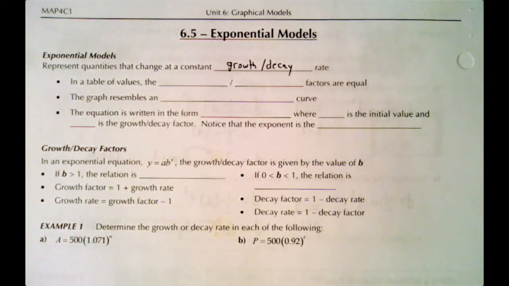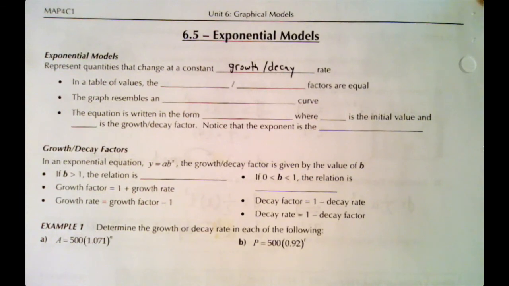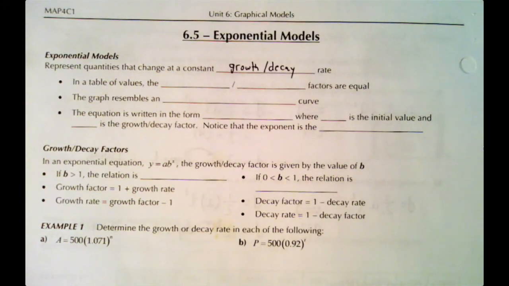So while linear models had constant rates of change, that was like a constant addition. We were constantly adding. When you're looking at an exponential model, this is where it's constant multiplication. So we're constantly multiplying by something. So a different type of growth or decay.